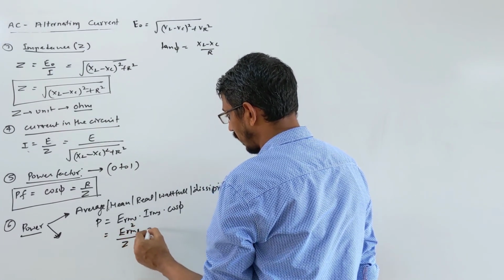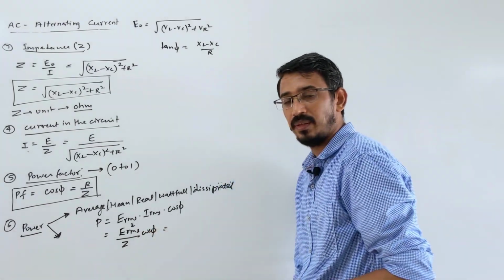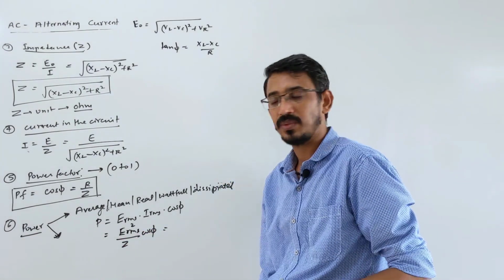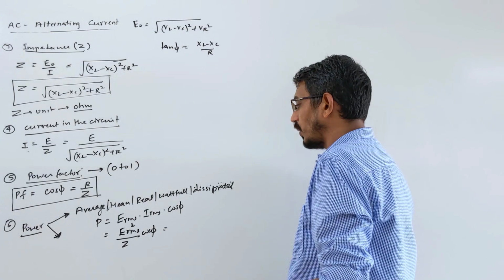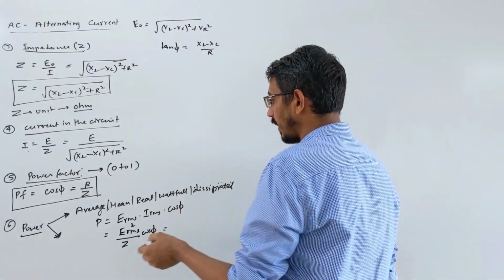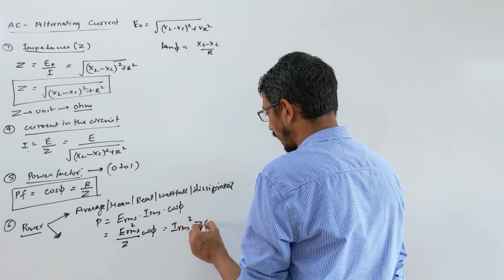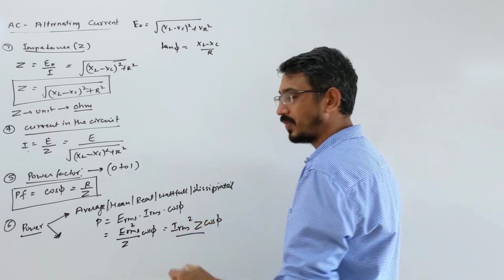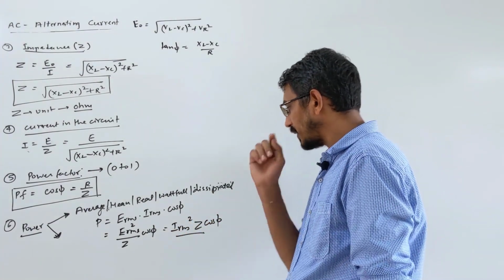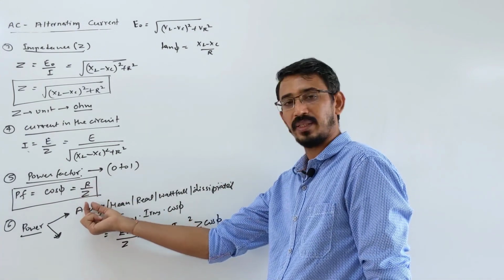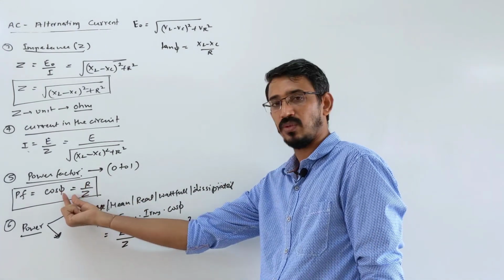You can also write this formula like E RMS square by Z and cos phi. If you know Z and your RMS voltage, you can write it this way. Or if you know current and Z, you can write like I square R also. So I RMS square into Z cos phi, that way also you can write. Yes, so all formats. Listen again, cos phi value is what? R by Z.